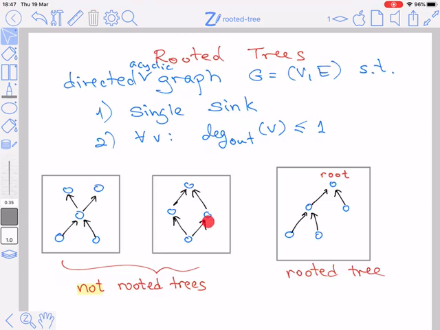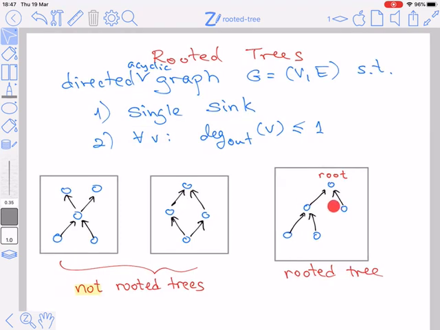Let's look at the second graph. In the second graph, which is also a directed acyclic graph, we have a node whose out degree is 2. Therefore, this graph is not a rooted tree. The third graph that we see, every node has an out degree 1, except for one node, which I call here the root, which is a sink. So there's a single sink, and all other nodes have out degree 1. Therefore, this graph is a rooted tree.